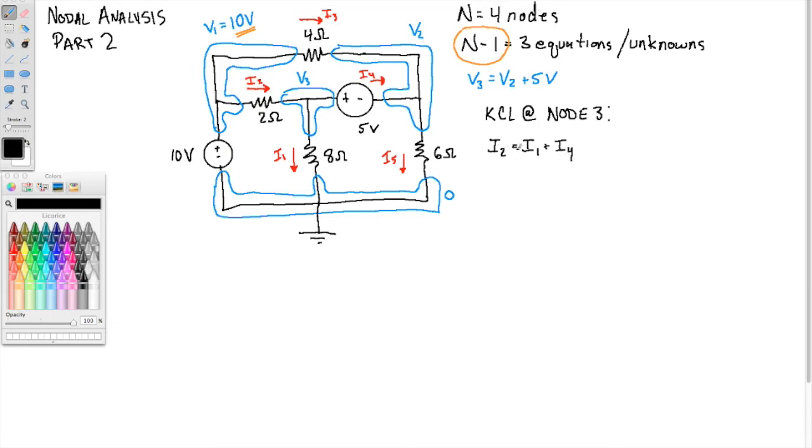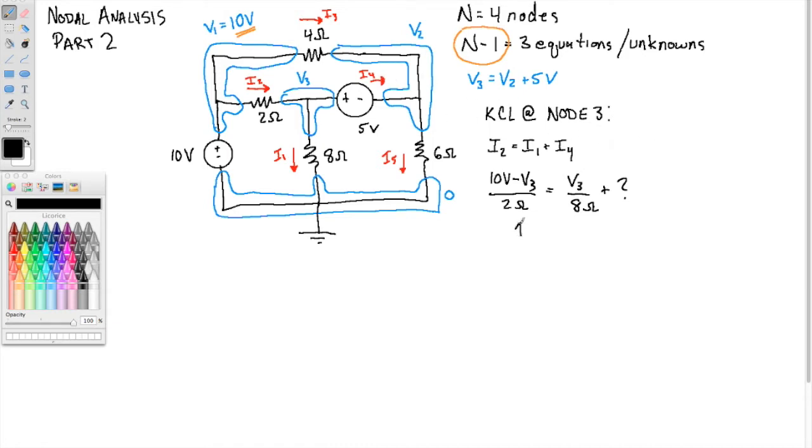That's fine until we get to the step where we're supposed to express these in terms of the unknown voltages. I2 is okay. I2 is 10 volts minus V3 over 2 ohms. No problem there. I1 is okay. That's V3 minus 0 over 8 ohms. The problem is I4. How am I going to express I4 in terms of V3 and V2? That's a rhetorical question. The answer is you can't.